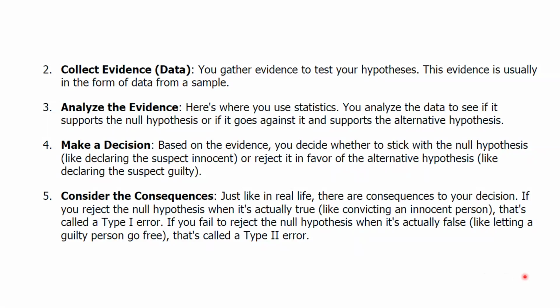Just like in real life, there are consequences to your decisions. If you reject the null hypothesis when it's actually true, like convicting an innocent person, that's called a type 1 error. If you fail to reject the null hypothesis when it's actually false, like letting a guilty person go free, it's called a type 2 error.